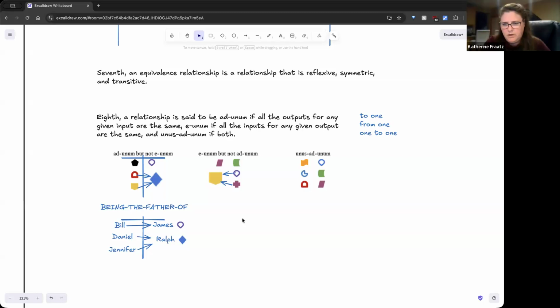Really, there's only one output. Wait, for which one? For any input? For the ad unum to be right, all the outputs for any given input are the same, which means that that input can only have one output. Yeah, that's what it's saying. But good, Kathy, excellent. But I don't use one because we haven't defined one yet. That's how precise this is. In fact, it's these relationships that we're going to use to define one.